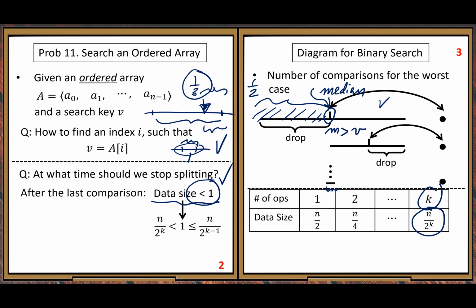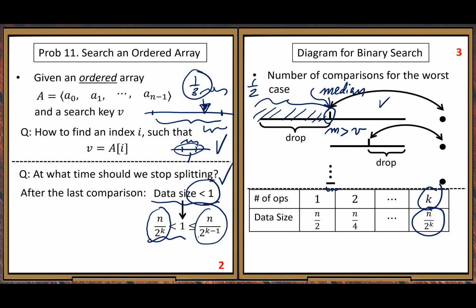So after k comparisons, the size should be strictly less than 1, but after we do k minus 1 comparisons, the size should be greater than or equal to 1. That means you need to do one more splitting. Why? Because the number of data items in your current subarray is greater than or equal to 2. You have at least 2 elements, so you can still do one more splitting. Now the question: how to find that k?